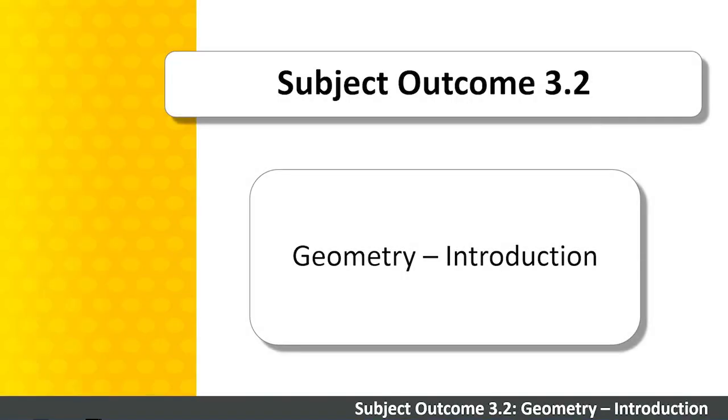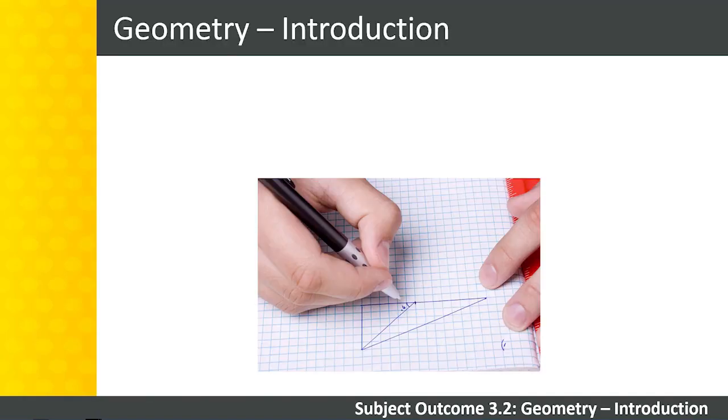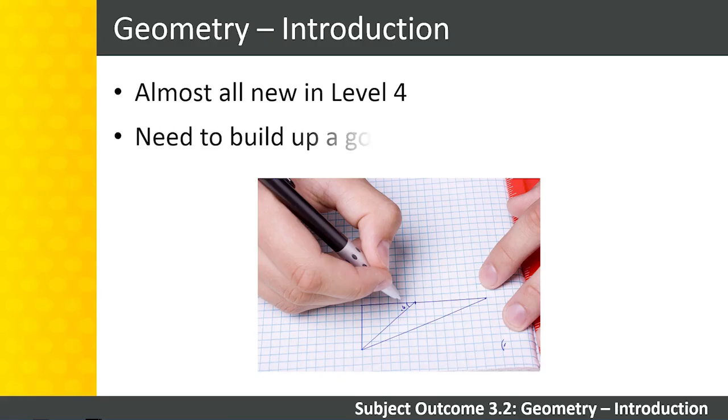Subject Outcome 3.2, Geometry Introduction. Welcome back. We'll now look at Subject Outcome 3.2, the Geometry section. This is a big section of work, and almost all of it is new, as students have only studied the theorem of Pythagoras at Level 2. The best way to handle geometry in Level 4 is to build a really good toolbox for students.